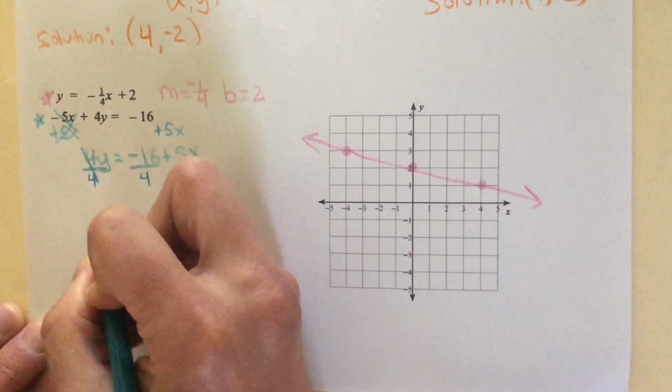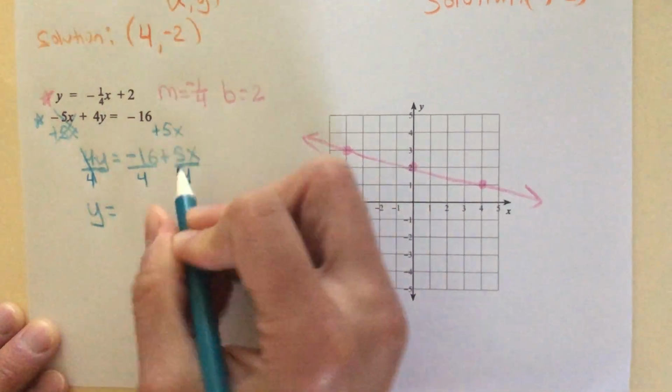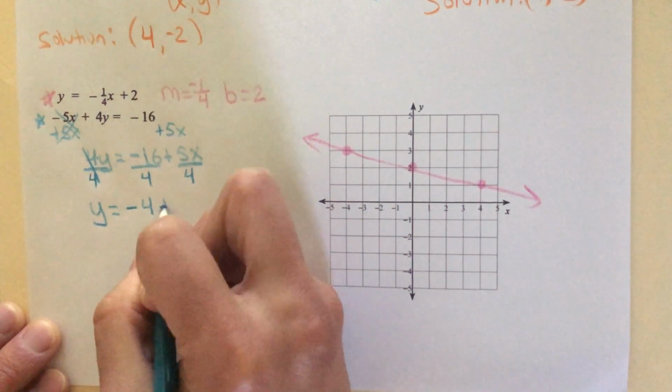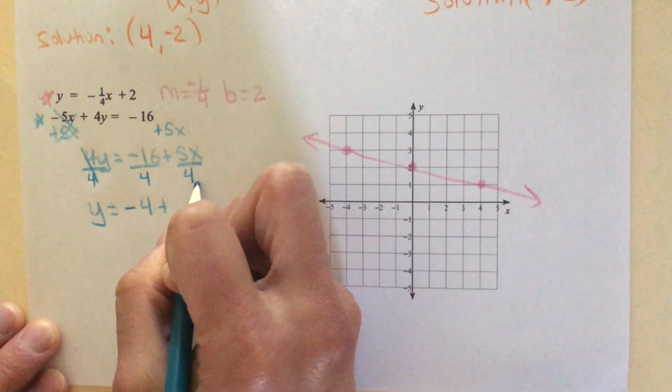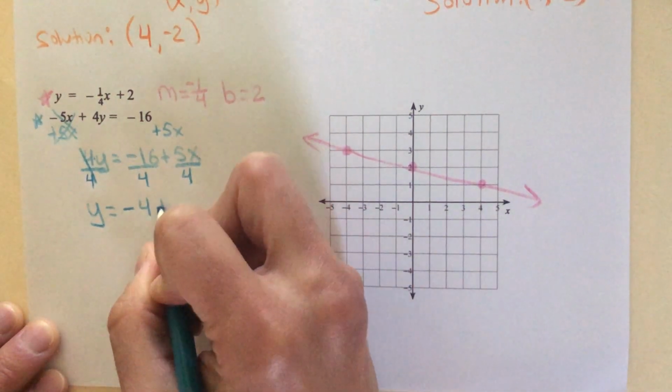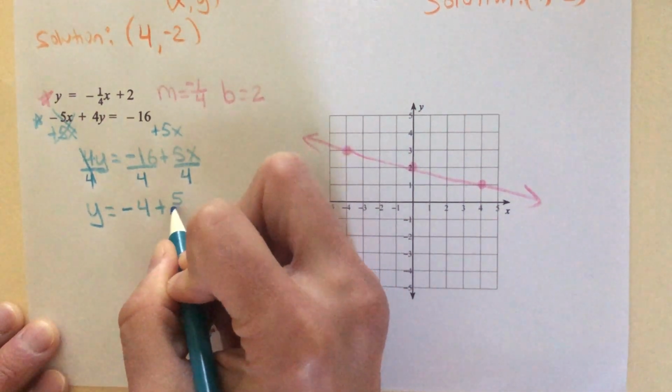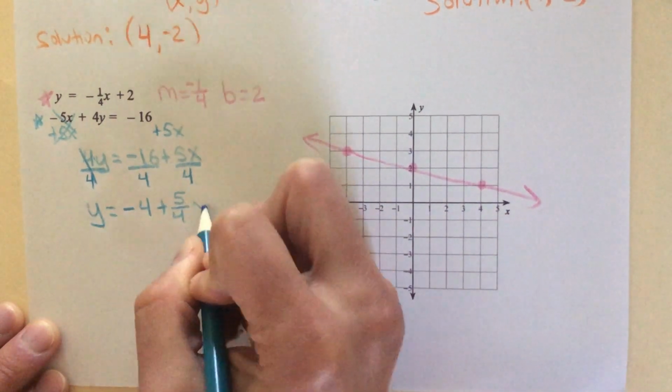4 divided by 4 is 1, which leaves us with a y. Negative 16 divided by 4 is negative 4. And then if you notice 5 divided by 4, that's going to give us a decimal, but we like looking at the slope as a fraction, rise over the run.